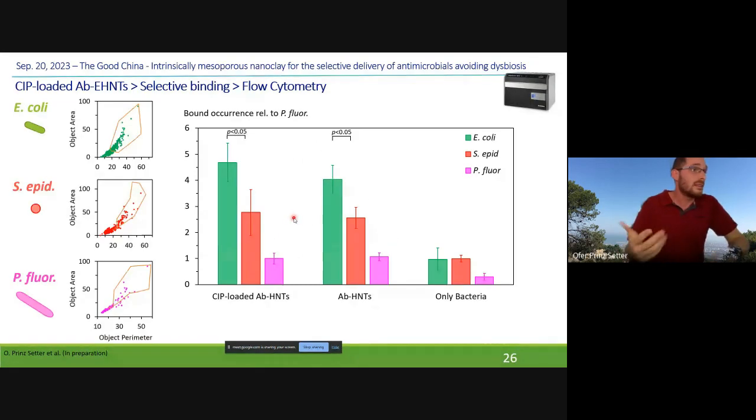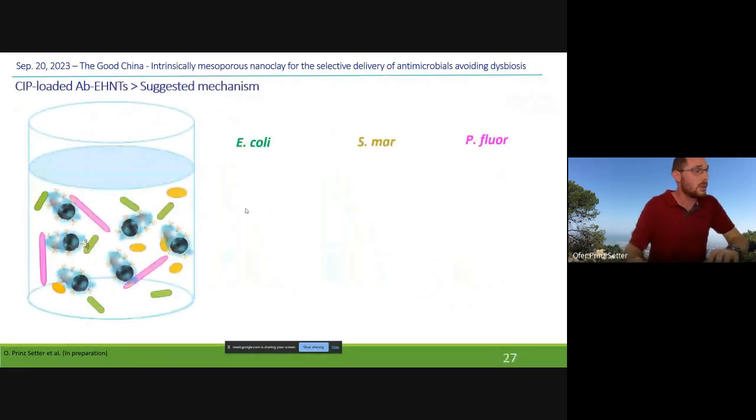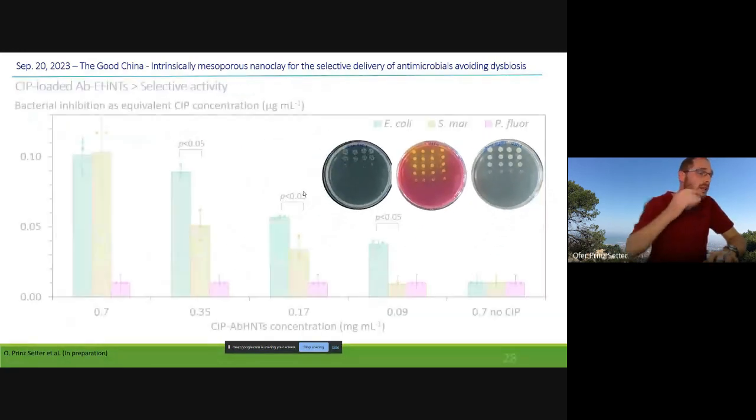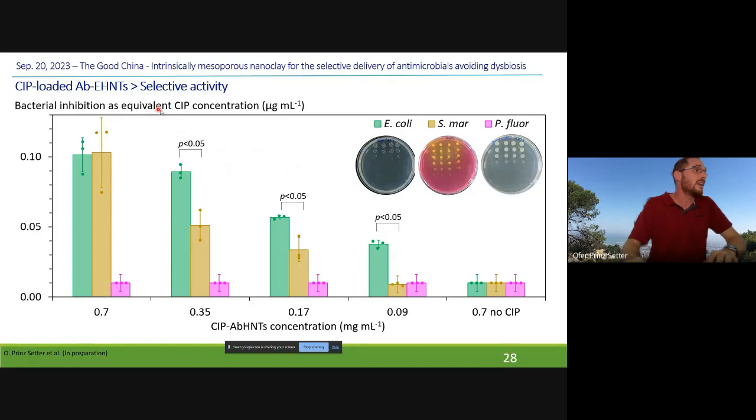So to investigate the antimicrobial effects of this loaded clay, again, we use the heterogeneous culture. The target bacteria are E. coli, the antibodies are against E. coli, and there are two other non-target species in the same heterogeneous culture. They are incubated with the multifunctional clay for 2 hours, and then the culture is spread onto 3 selective media, so we can enumerate each of the strains separately. And the results are here summarized as an equivalent ciprofloxacin concentration for clarity.